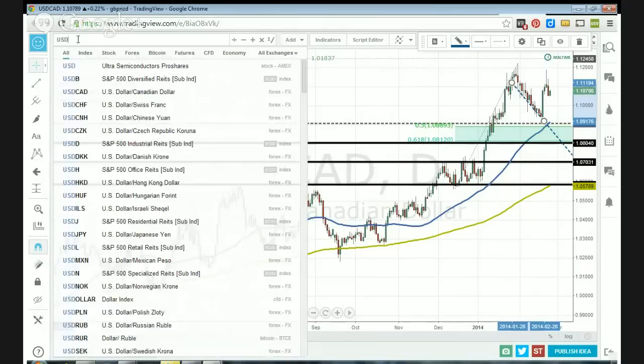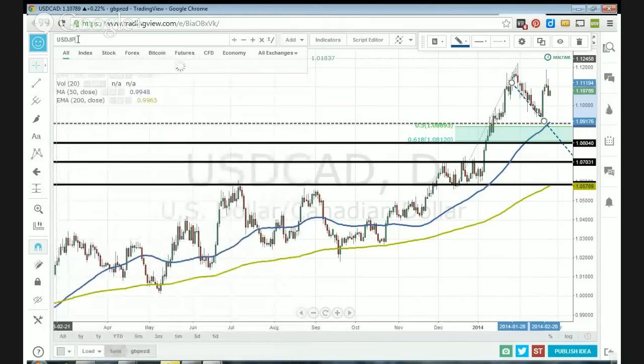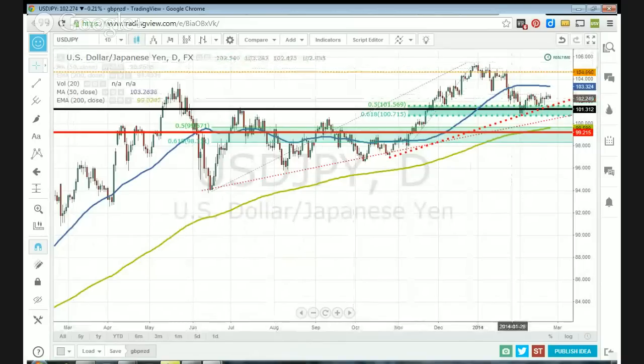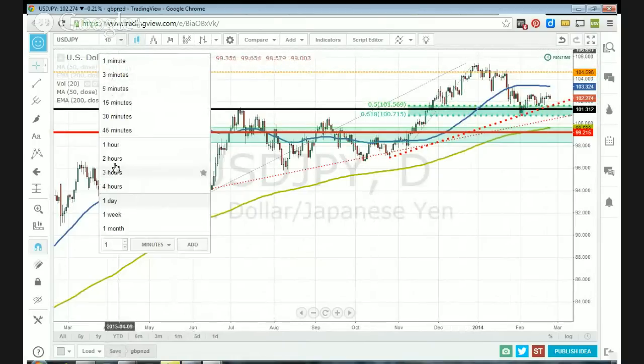Dollar yen. Okay, I still have my entry order. Let's see if we can follow this black line. That's really what it's about. And my profit target on dollar yen is way off. Let's put this in perspective.